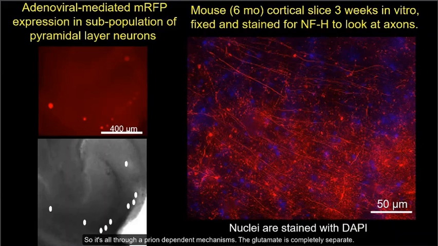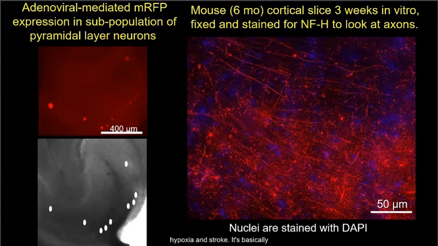The glutamate is completely separate. That is the same thing that I think we stimulate when we do hypoxia and stroke. It basically leads to an ATP depletion, lots of reactive oxygen, probably from a mitochondrial source, and that causes rods in virtually every cell type.